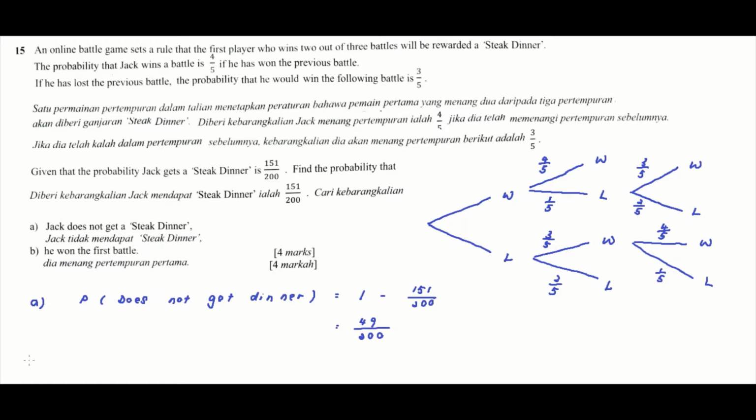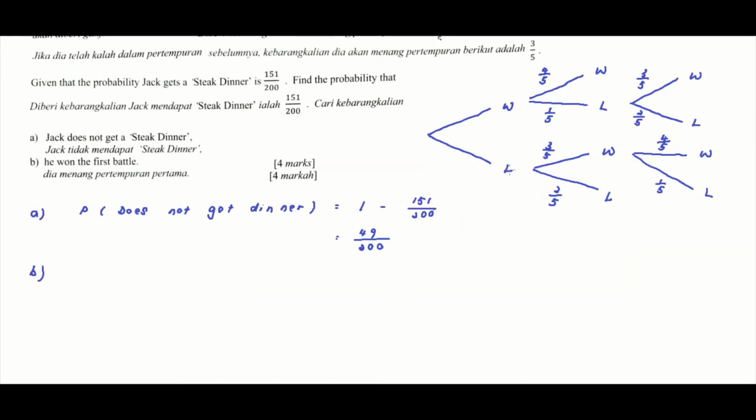Okay, just like that. So B, find the probability that he won the first battle. You can see that in our tree diagram, you actually have all the numbers. It's just that for the first battle, we're not sure what the probability is that he won or he lost. So we'll need to use the information that we got in part A to help us get the answer. Since we know that the probability for Jack to not get a dinner is 49 over 200, right?